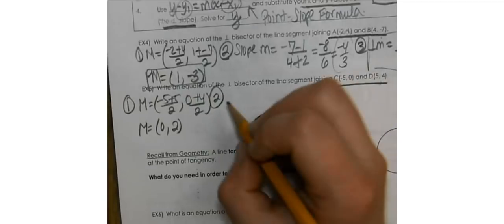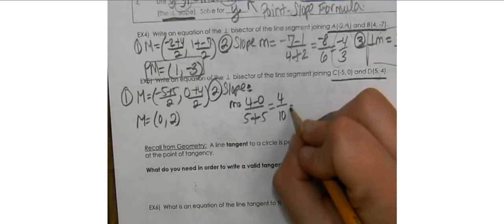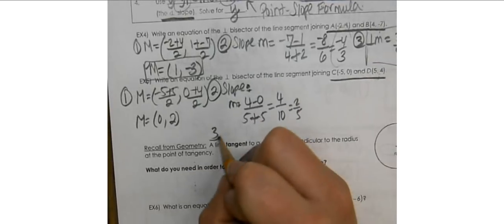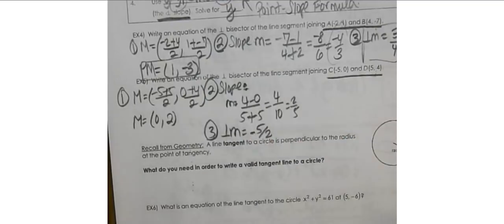The next thing I need to do is identify what my slope is. So that's going to be m equals y2, which is 4, minus y1, which is 0, divided by x2, which is 5, minus x1, which is negative 5. Please be careful with your signs. We end up with 4 over 10, because negative, negative makes a plus, and 4/10 simplifies to 2/5. Step number 3 is we need to identify our perpendicular slope. So that's going to be the reciprocal, 5/2, and it's going to be negative, the opposite reciprocal slope.